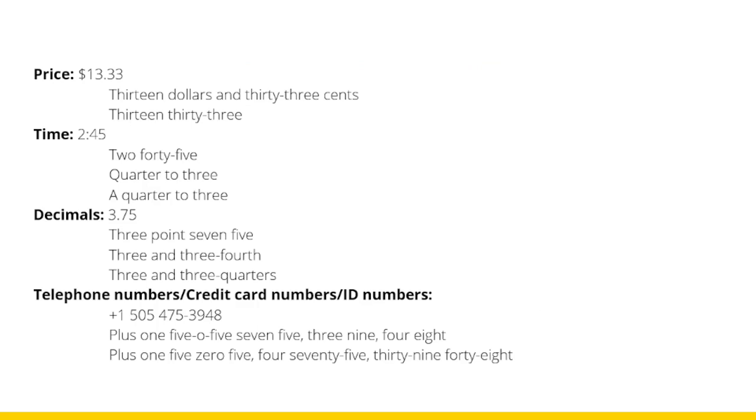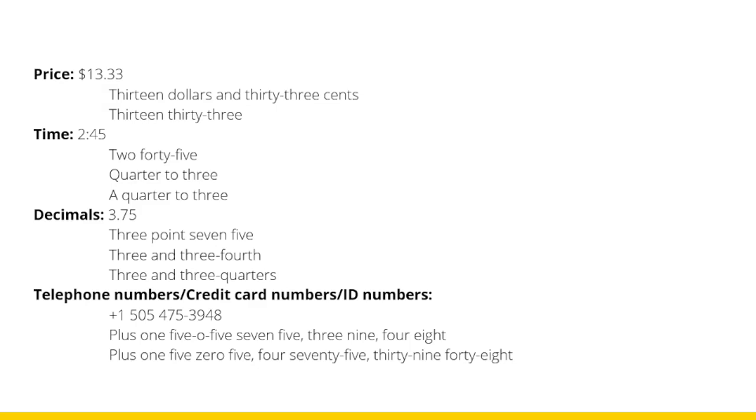And now we're going to review how to say price, time, decimals, telephone numbers, credit card numbers, and ID numbers in different ways. As you see on the slide, we have the price 1333, and it can be said differently. So you have to be aware of that, and you have to be able to recognize that number. As you see, it can be said as the following: $13.33, or the speaker can say 1333.